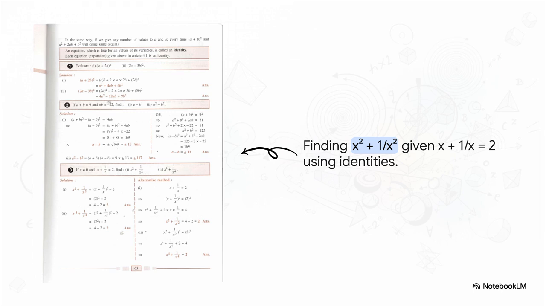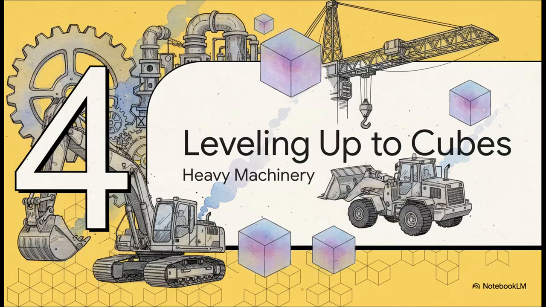You literally just square the 2 to get 4, move the plus 2 over to the other side by subtracting it, and boom, you have your answer, 2. Absolutely no heavy lifting required. All right, time to level up. Part 4.